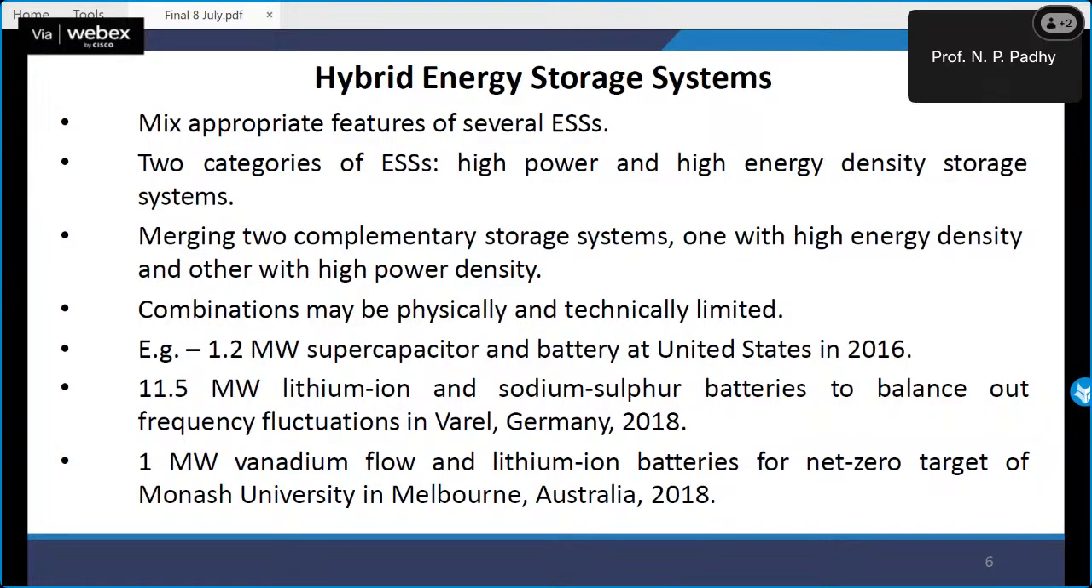For example, a 1.2 megawatt supercapacitor and battery in the United States in 2016. So it's a mixed system, a supercapacitor and a battery of 1.2 megawatt. Then we have an 11.5 megawatt lithium-ion and sodium sulfur battery to balance out the frequency fluctuation in Germany in 2018. And then a 1 megawatt vanadium flow and lithium-ion battery for the net zero target of Monash University in Melbourne, Australia in 2018. So these are a few case studies where a mixture of two technologies is used for the overall efficiency of the network.